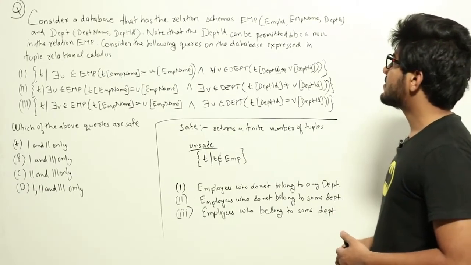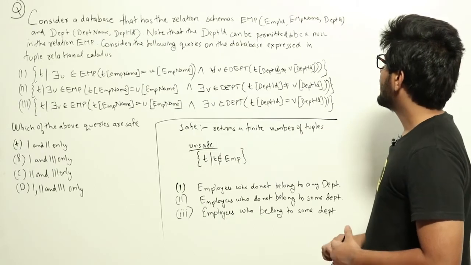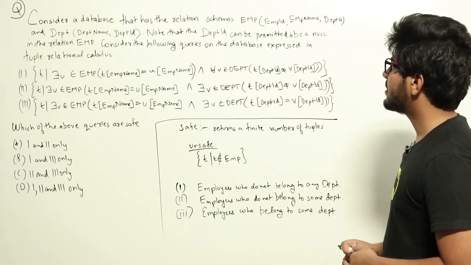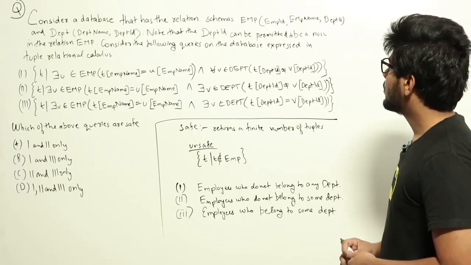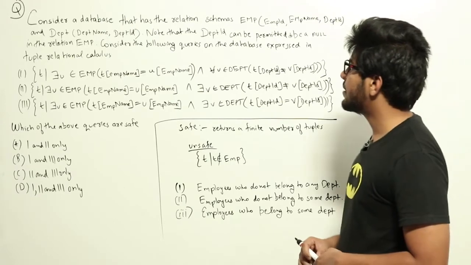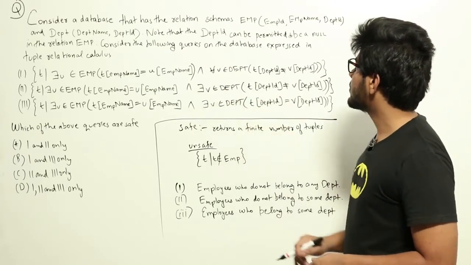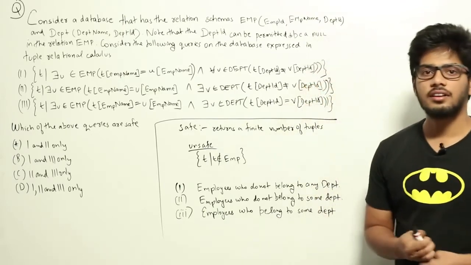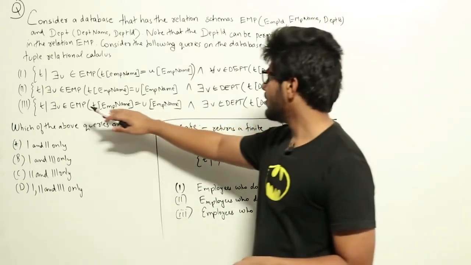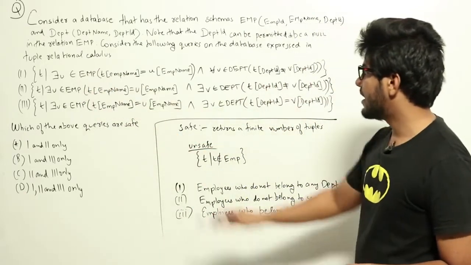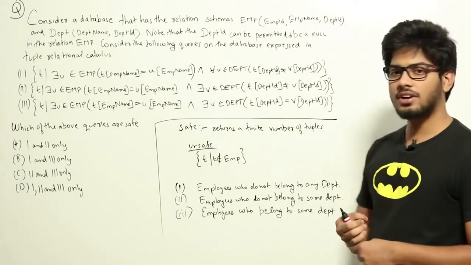Consider a database that has the relation schemas EMP (employee ID, employee name, department ID) and department (department ID, department name). Note that the department ID can be permitted to be null in the relation EMP. Consider the following queries on the database expressed in tuple relational calculus. We have three tuple relational calculus queries given here, and they're asking which of the queries above are safe.